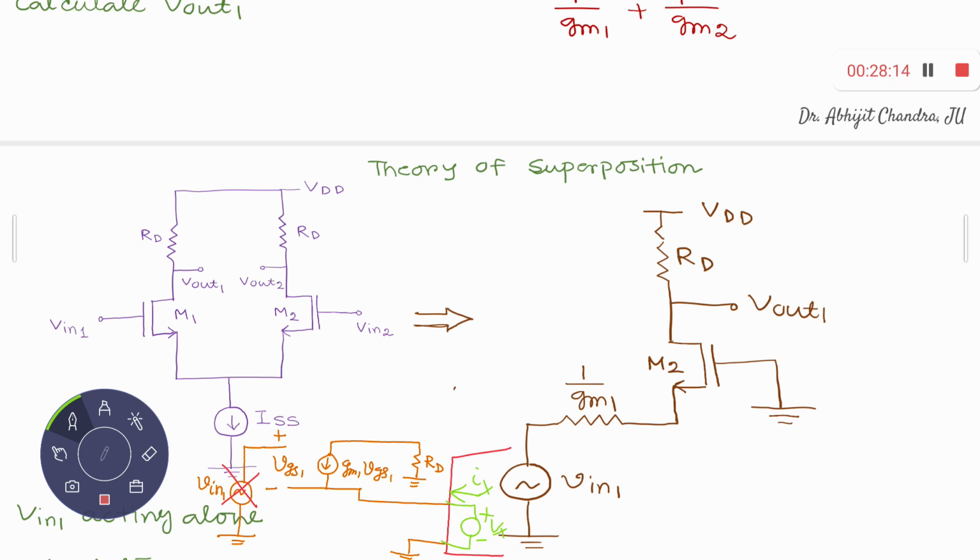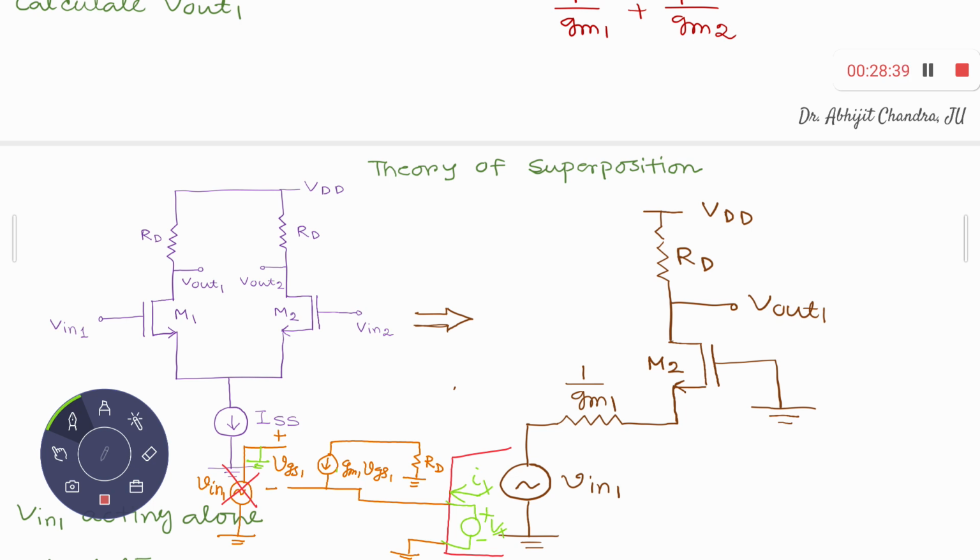Now, if this is absent, that means this is basically grounded. So what is your VGS1? This is basically minus Vx. VGS1 is equal to minus Vx, and that current is nothing but gm1 VGS1. So ultimately the resistance Vx upon Ix is nothing but 1 upon gm1. That is the Thevenin equivalent resistance.